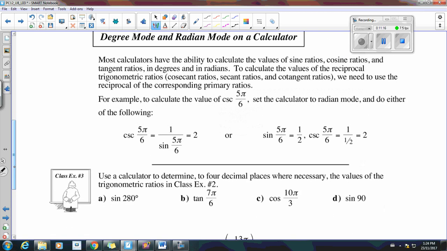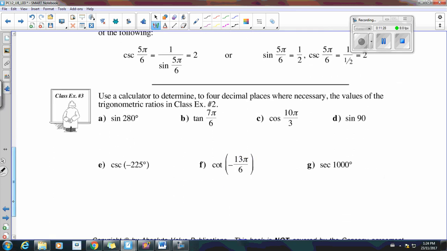It is important, though, if you are using radians as your input, you do need to change your calculator to radian mode, and I'll show you in class how to do that. And then if you're working in degrees, make sure you change it back to degrees. So using a calculator to 4 decimal places, we're just punching in these values here. There's not much to say, I'll just put the answers up here. So sine of 280 would be negative 0.9848.